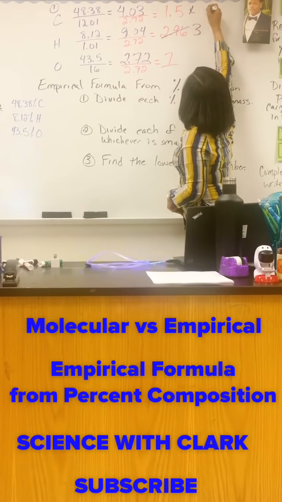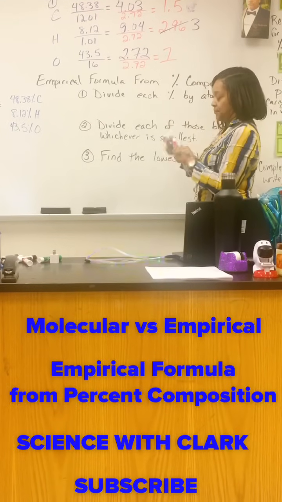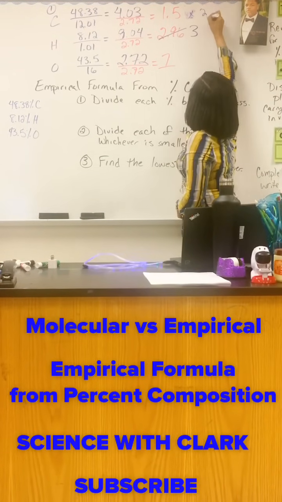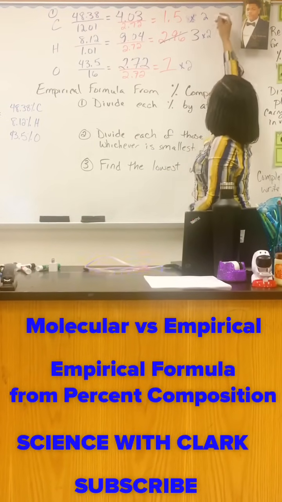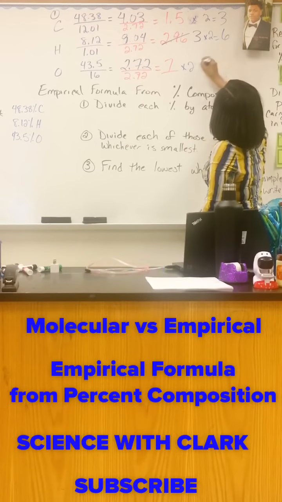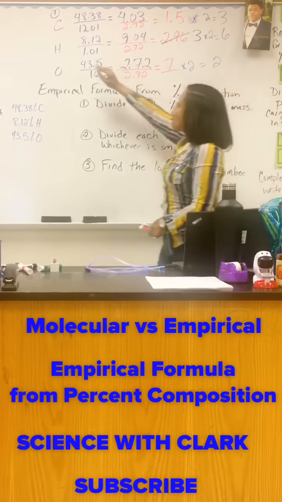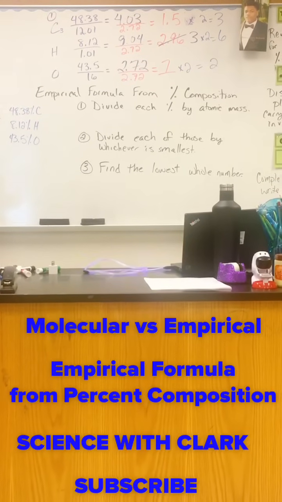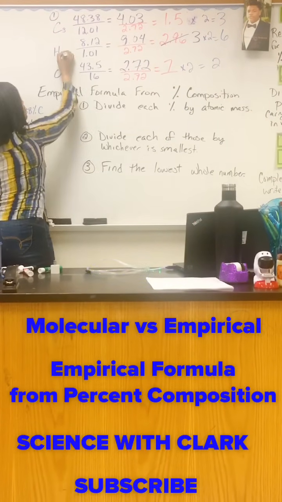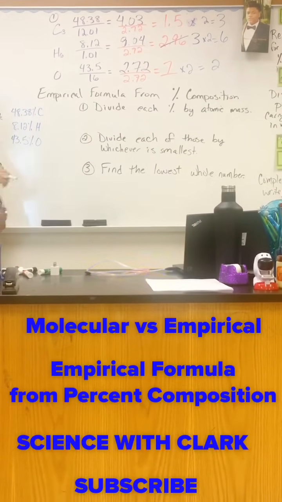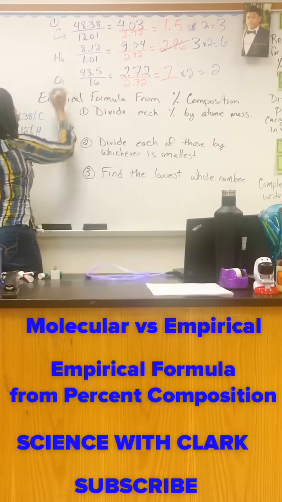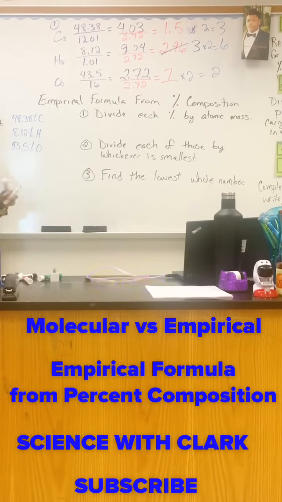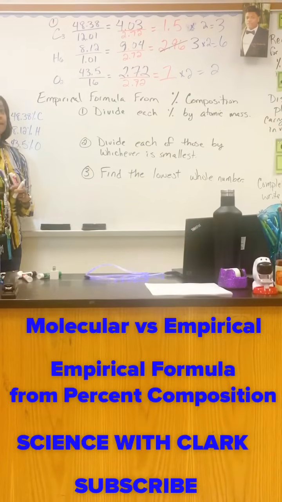So I have to multiply all of these by 2, because I now have subscripts that I can use. Carbon will have a subscript of 3. Hydrogen will have a subscript of 6. And oxygen will have a subscript of 2. So now go ahead on your paper and write the formula for this compound.